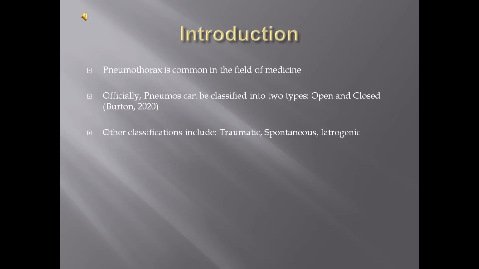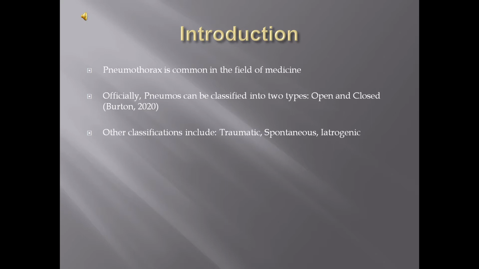A pneumothorax is a common occurrence in the field of medicine. Cases range from motor vehicle accidents, secondary from an underlying cause, or to just adults that are growing too fast for their own good. Officially, they can be classified as closed and open, but we'll touch base with that later.